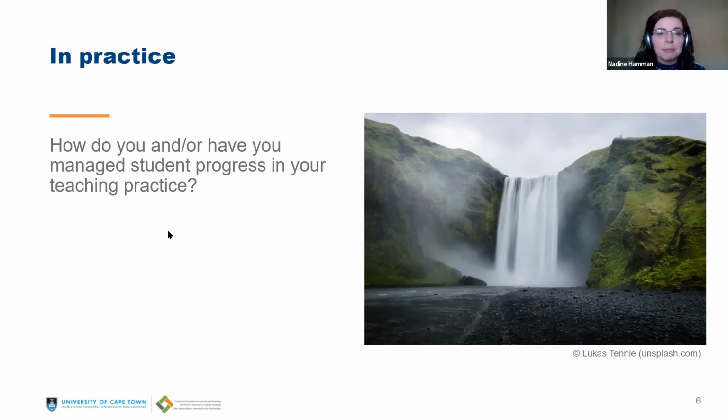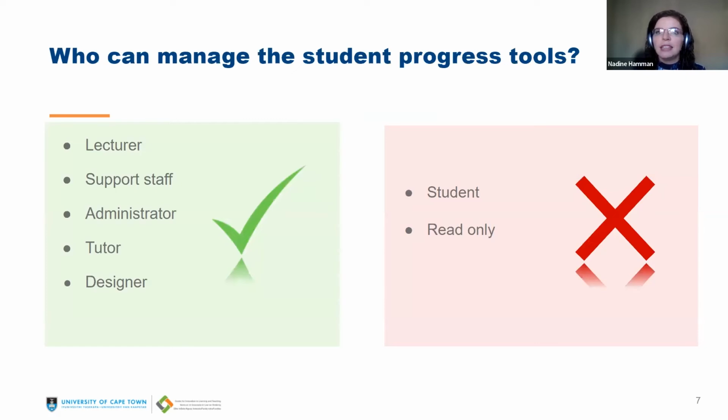So Brightspace offers us 3 tools that we can use to manage student progress, and today we're quickly going to introduce you to them. These tools are not available to all the roles on Brightspace, and with good reason. It's very similar to what you've seen on Vula in terms of the permissions. So your lecturer, the support staff, administrator, your tutor, and the designer roles. The designer is mainly people at SILT at this stage.